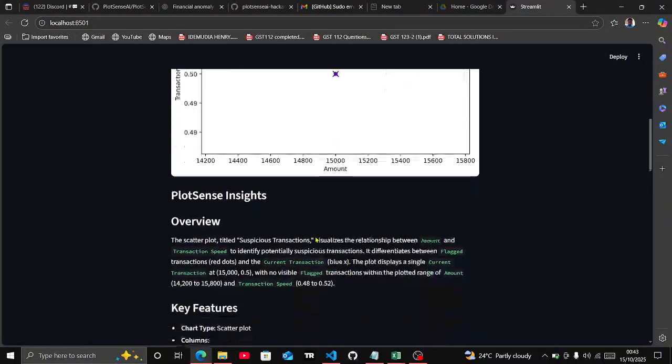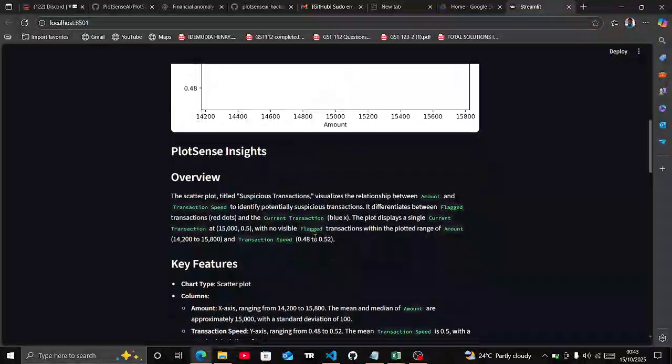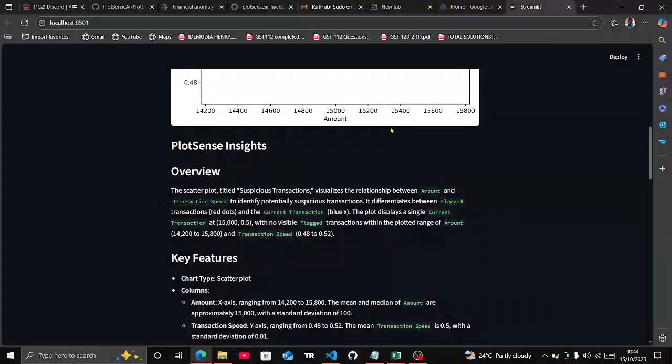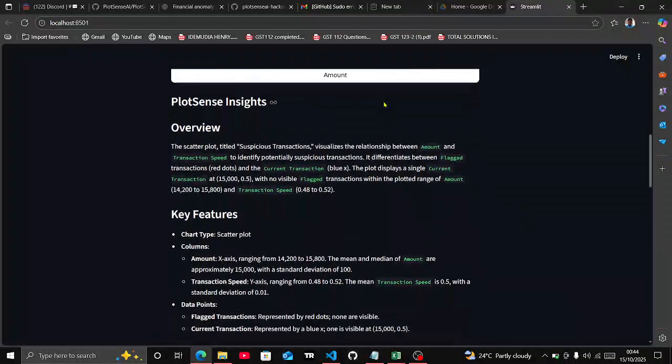At the same time, PlotSense AI also generates insights, interpreting these charts to help analysts understand why the transaction is flagged.